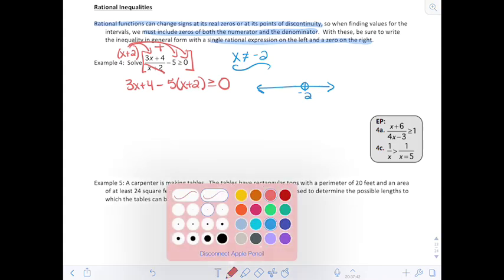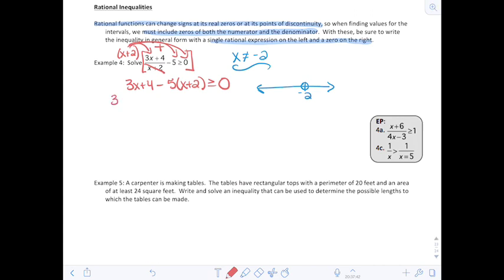Now we're going to go ahead and continue to solve this polynomial that we now have. 3x plus 4 minus 5x minus 10 is greater than or equal to 0. 3x minus 5x is -2x. 4 minus 10 is -6, greater than or equal to 0. I'm going to add 6, so -2x is greater than or equal to +6. And when I divide by -2, I get x is now less than or equal to negative 3. Don't forget to reverse the inequality when you divide by a negative.